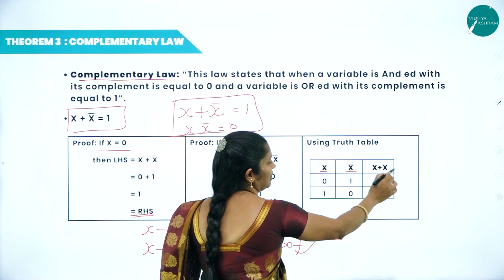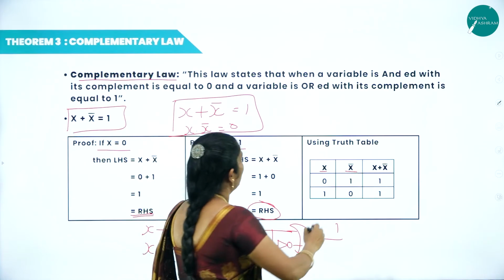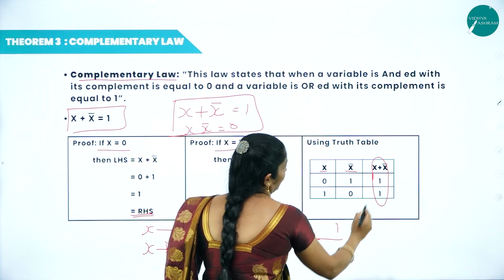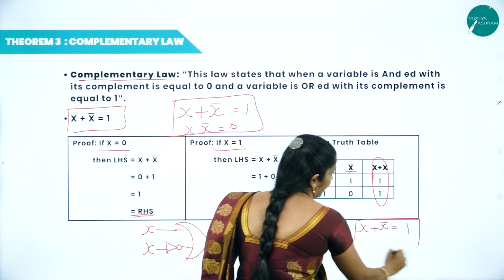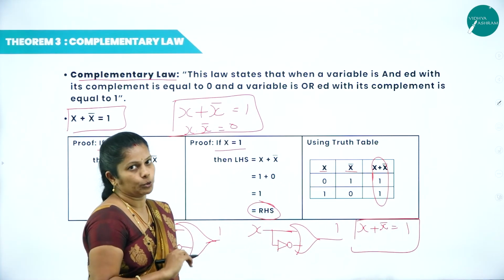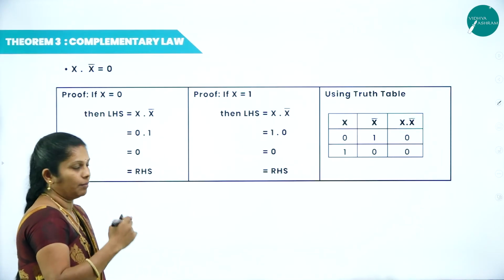Then, once again, x plus x bar: 0 plus 1 is 1, 1 plus 0 is nothing but 1. It is your final answer. That is, the x plus x bar value is 1 only. Here the result we are getting is 1 only. Now is it clear?